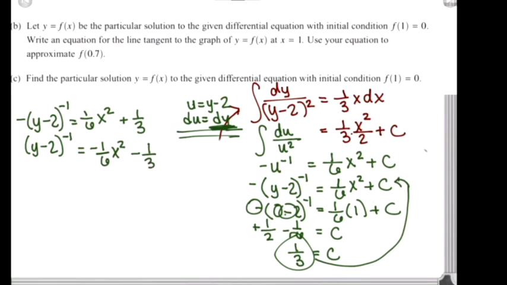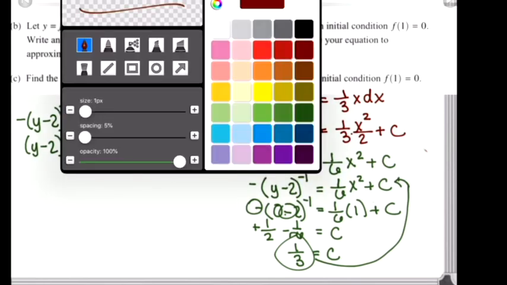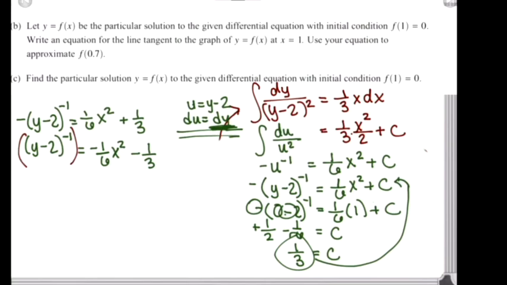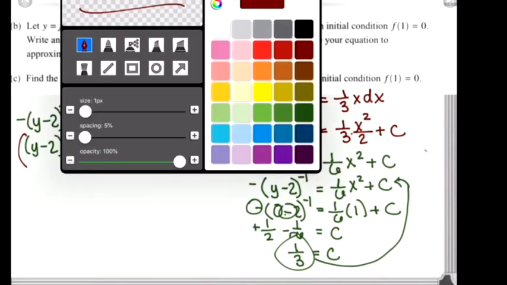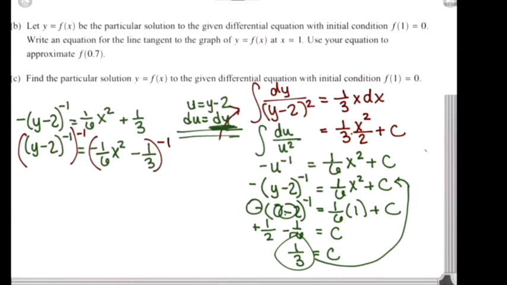Okay, now I just need to get rid of this negative 1 power. Don't worry about getting your answer looking all pretty. To do that, I can just raise both sides to the negative 1 power. Don't flip the fractions over individually. That's not correct. But you can just raise both sides to the negative 1 power, and you get y minus 2 equals negative 1/6 x squared plus 1/3, just rewritten with the negative 1 power on it. And then add the 2 to the other side.